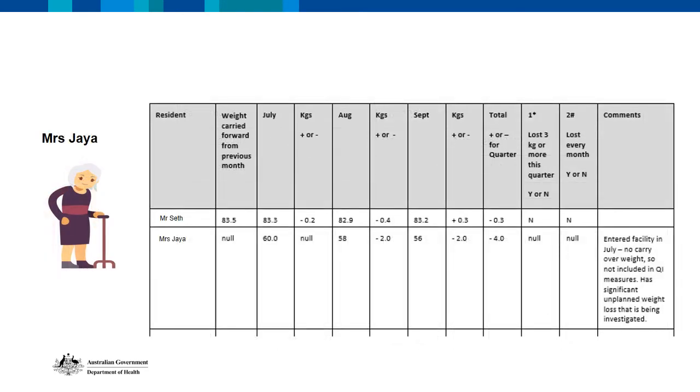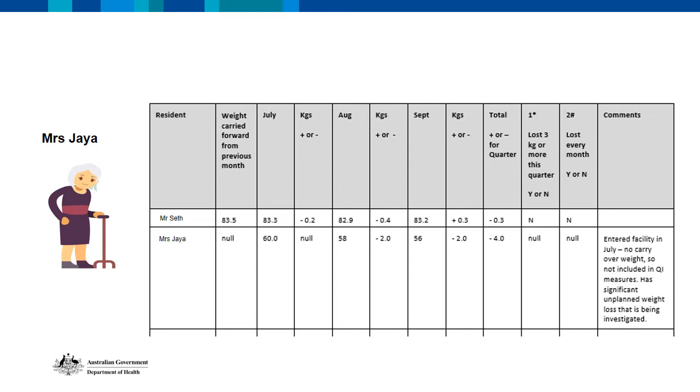Mrs. Jaya joined us at ABC 123 at the start of the current quarter, and so she does not have a carryover weight, so you record the weight at the last weigh as null. Her weight at the first weigh for the quarter is 60 kilograms, with null for change of weight from the last month. The following 2 months, she was weighed at 58 kilograms and 56 kilograms respectively, for a loss of 2 kilograms for each of the 2 months, and a total weight loss of 4 kilograms.